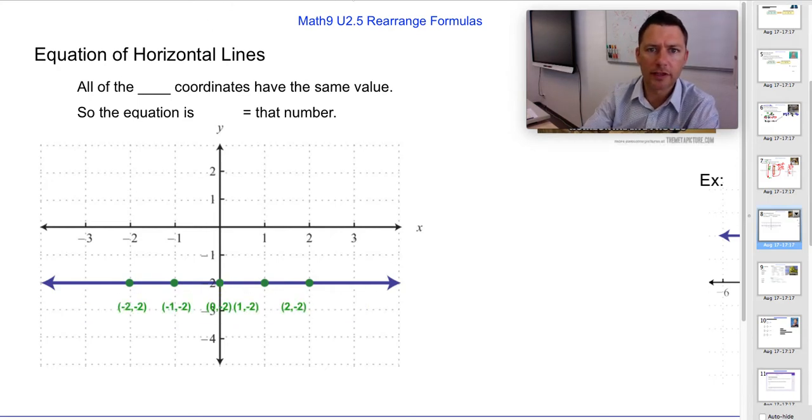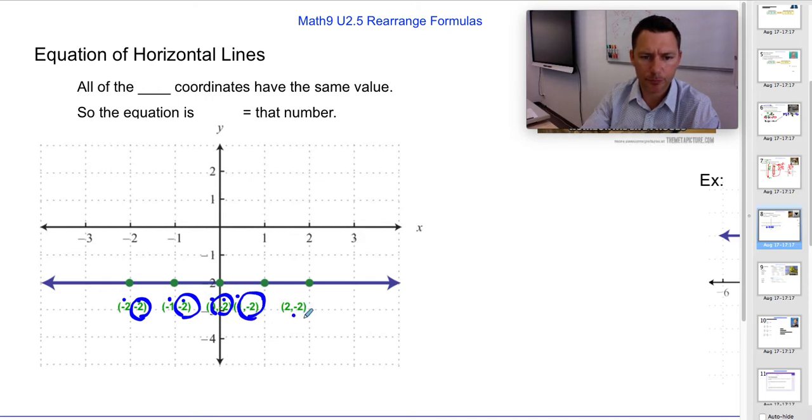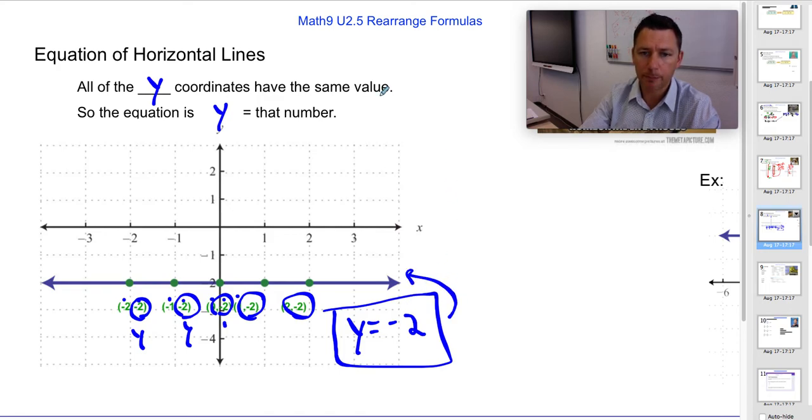All right, so if you listed those out, they look like this. This is over -2 and down 2, over -1 and down 2, over 0, down 2, right? Over 1, down 2. All the x values are different, but look, all of these y values are the same. Here, the y value, the y value, the y value, all these y values are at -2. And so all of the y coordinates are the same. So the equation is y equals that number. So this line is y equals -2.